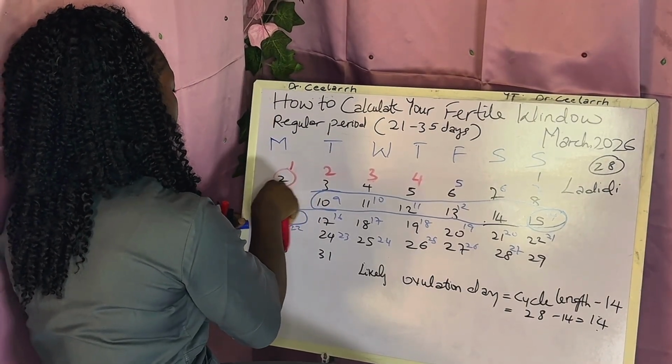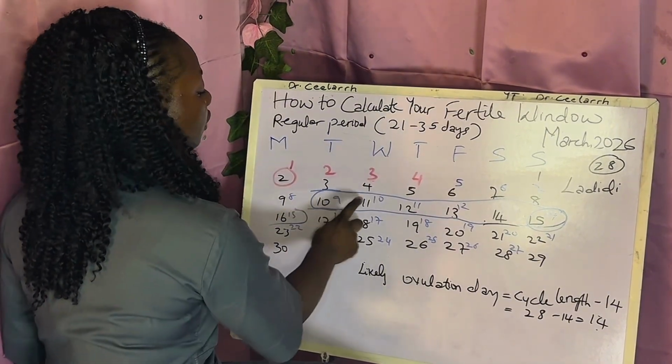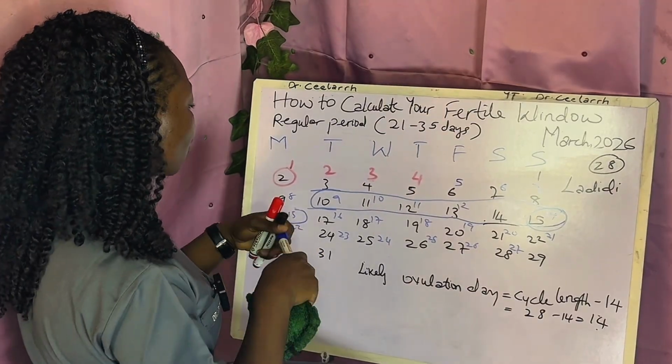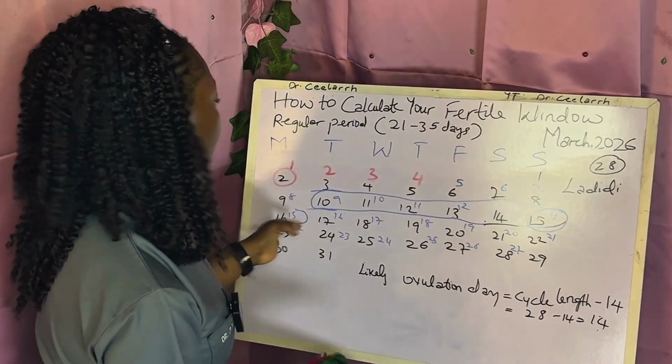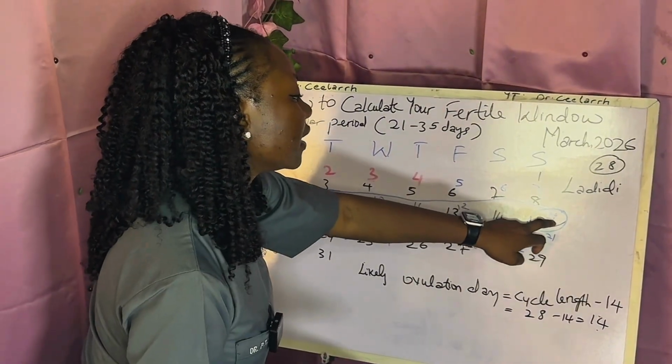So that means this will now be out of it. So we have 1, 2, 3, 4, 5, 6, 7 days. So she has a what? Fertile window of 7 days for this 28-day cycle, assuming that she ovulates on the 14th day of her cycle.